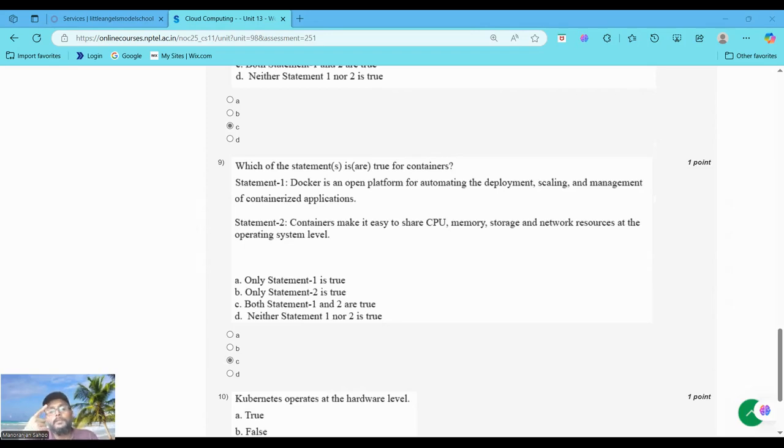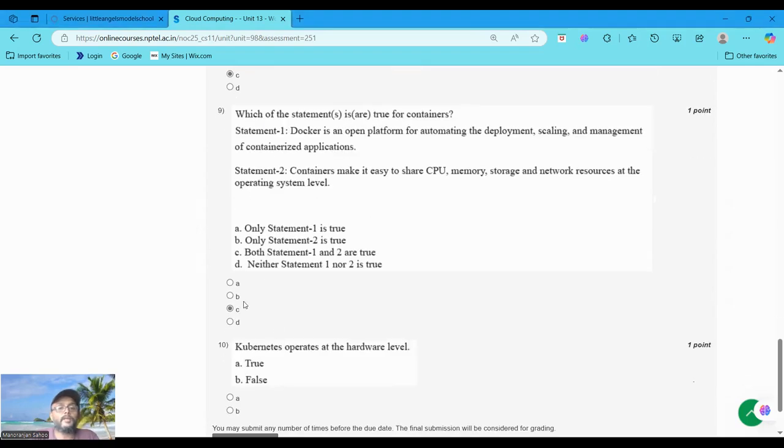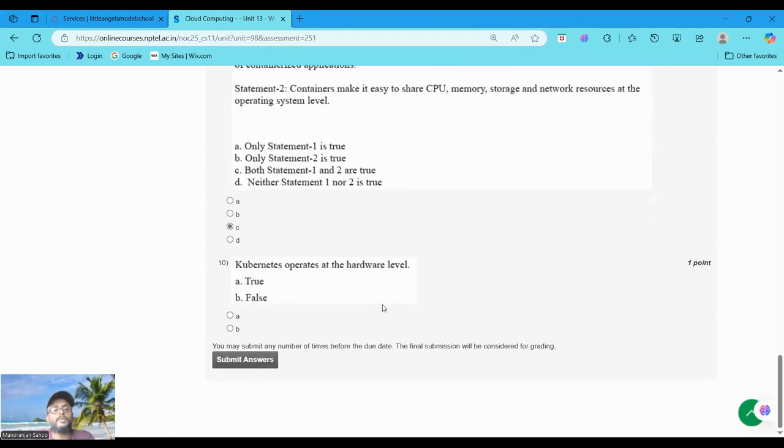In statement 1, Docker's core purpose is automation or orchestration. Statement 2 describes the technical mechanism, that is OS-level resource sharing. So both are fundamental truths about containers. Clear? That's why you choose option C. Question number 9 is option C. Now moving to the last question.